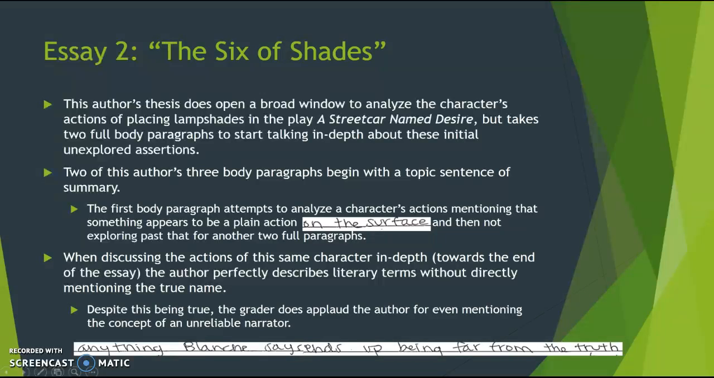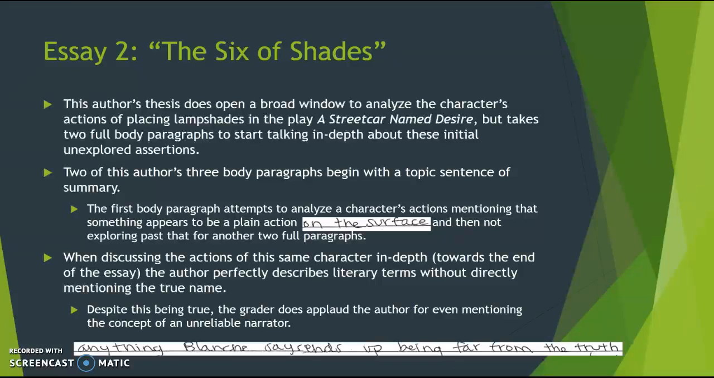Okay, so the second essay is on A Streetcar Named Desire. The author of this essay focuses on a lady named Blanche who has an odd obsession with putting lampshades on lamps that don't have them, of course. Now, this does have a good basis in the thesis statement for a good analysis throughout the essay, but the first two paragraphs are mostly summary until about the last quarter of the second paragraph.